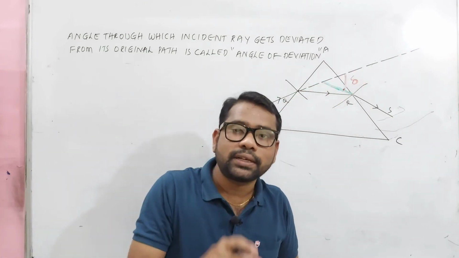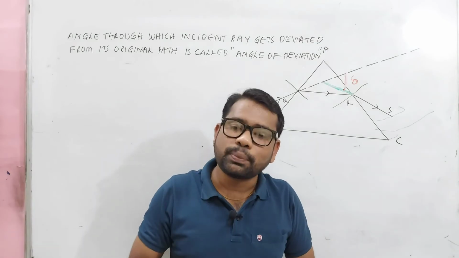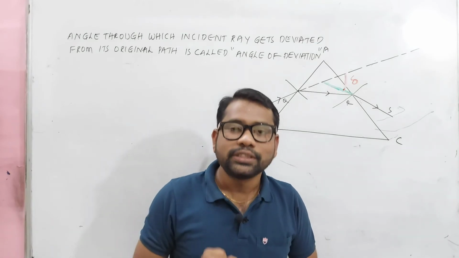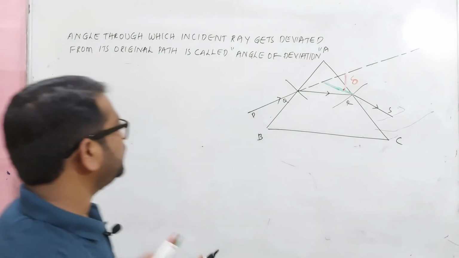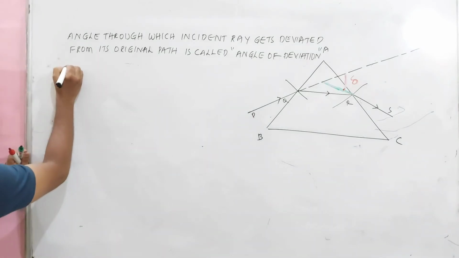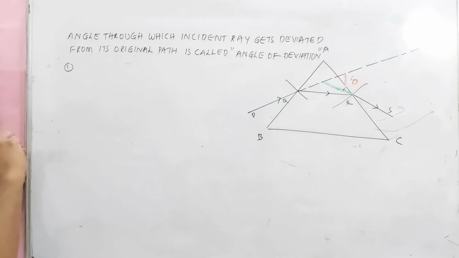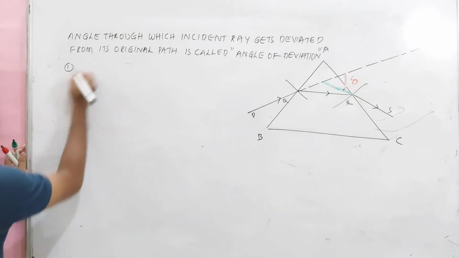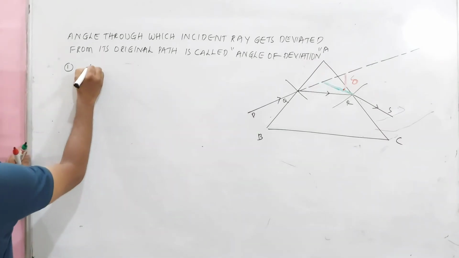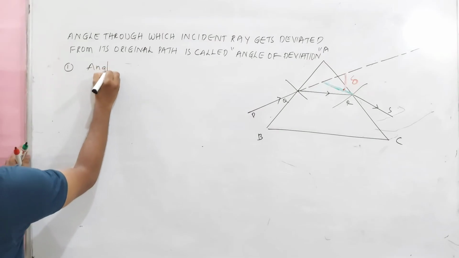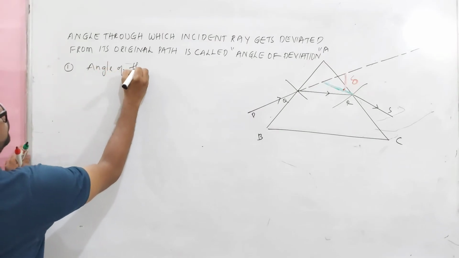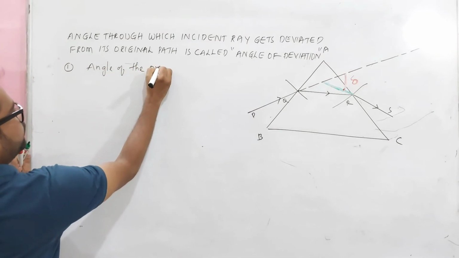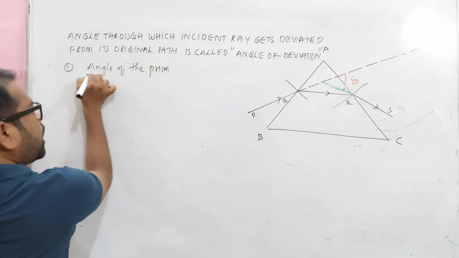Now, on which factors does the angle of deviation produced by any prism depend? It mainly depends on 4 factors. Let us see, very important. The first factor is the angle of the prism. Now how does it depend?